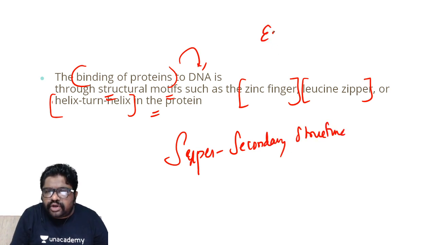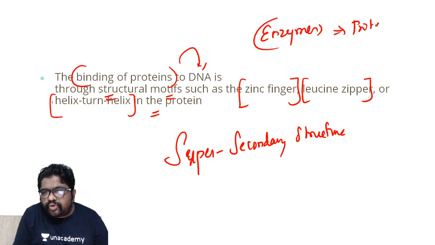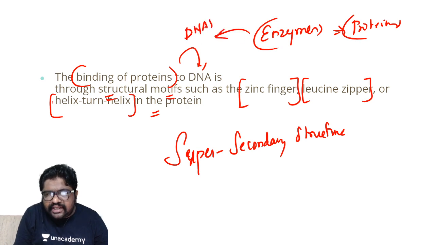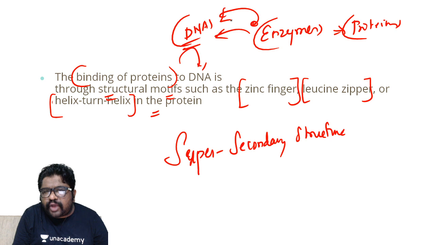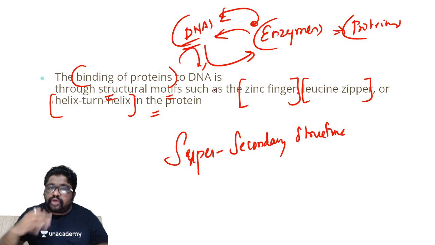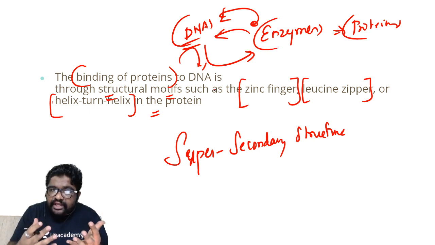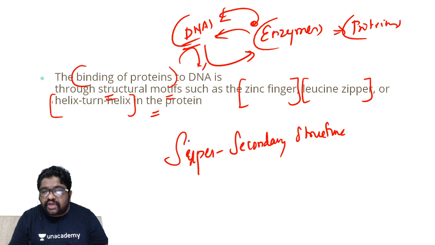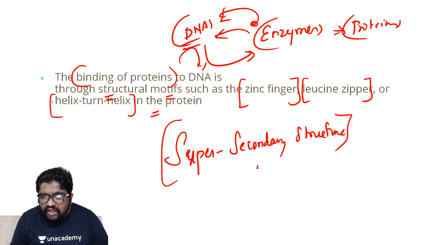We are focusing on enzymes, those enzymes who are proteins. And these enzymes are the ones who will act on DNA. When these enzymes have to act on DNA, they will come in contact with DNA. Which kind of enzymes will come in contact with DNA? Those enzymes who are making contact with DNA, what kind of structure should they have? They should have a super secondary structure which is acceptable for the DNA.